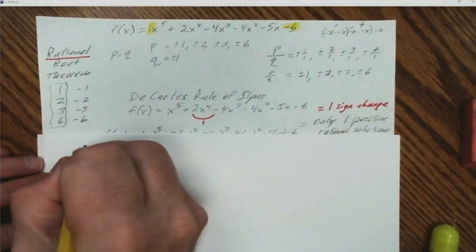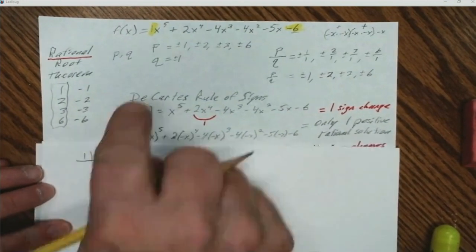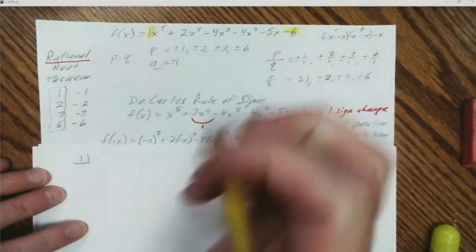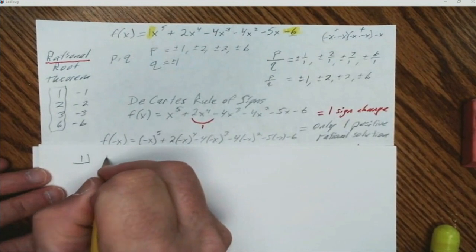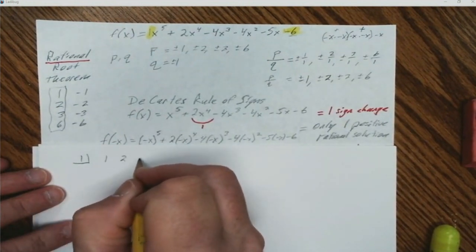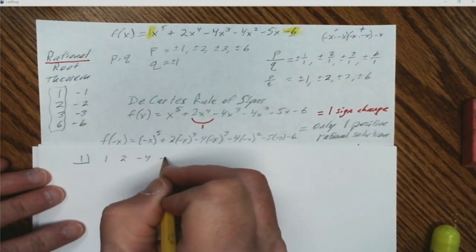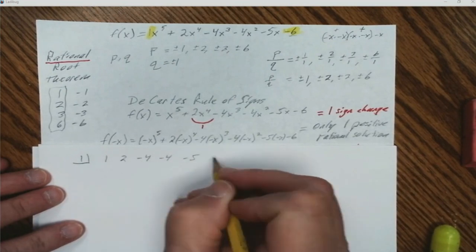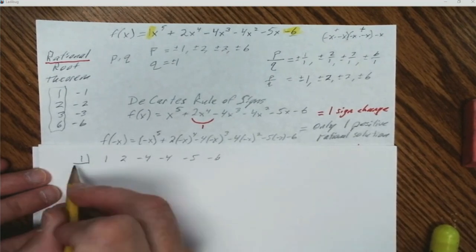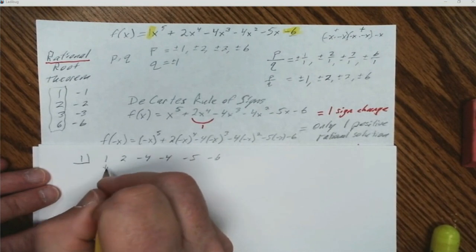So if we divide 1 into, remember, all we have to do is take just the coefficients, 1, 2, -4, -4, -5, and -6. And we're going to divide 1 into it. Remember, we just bring that down.